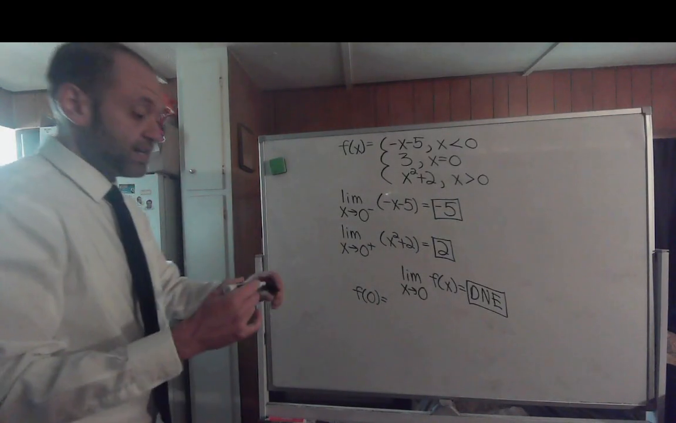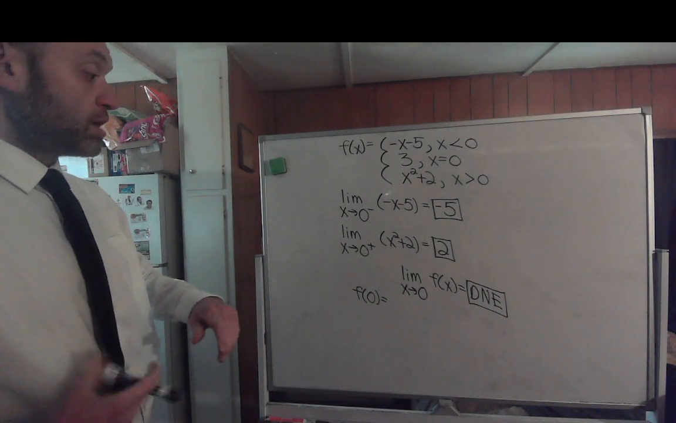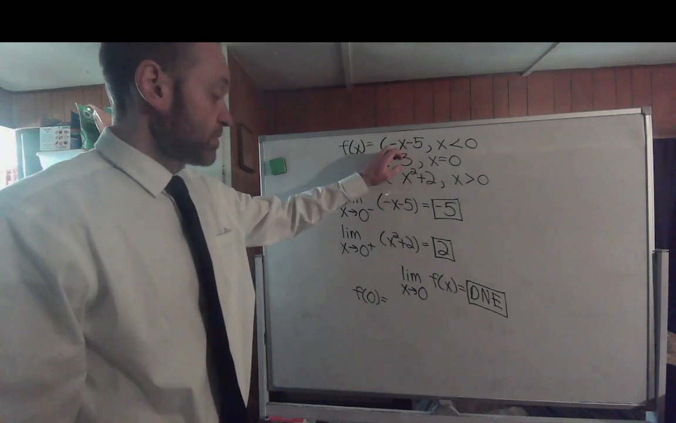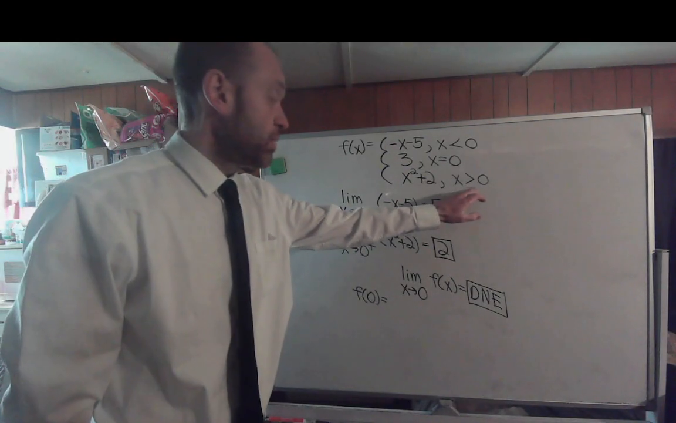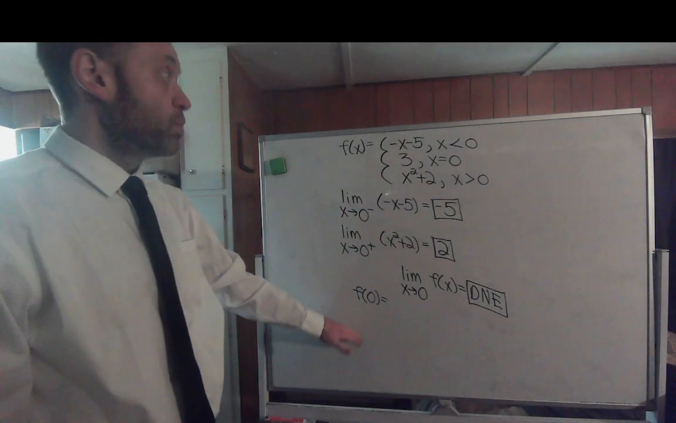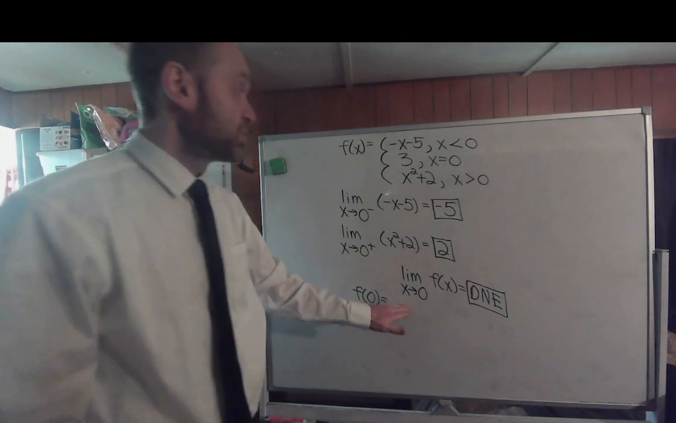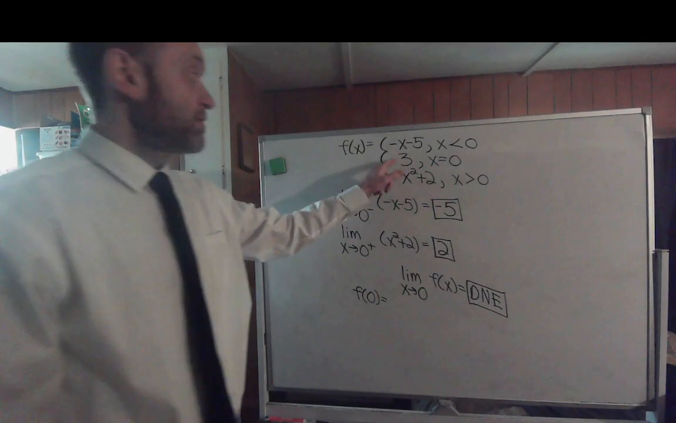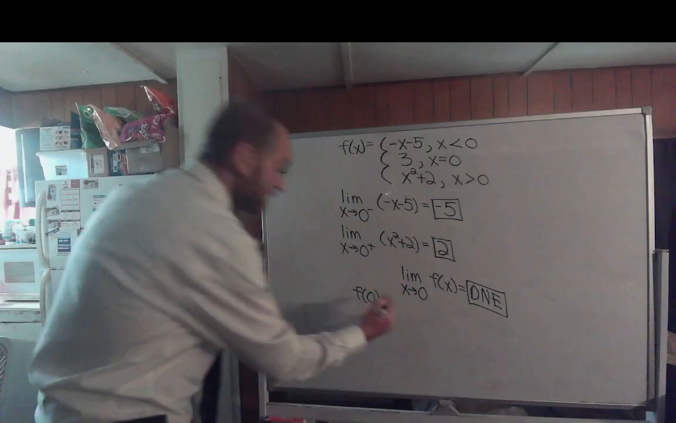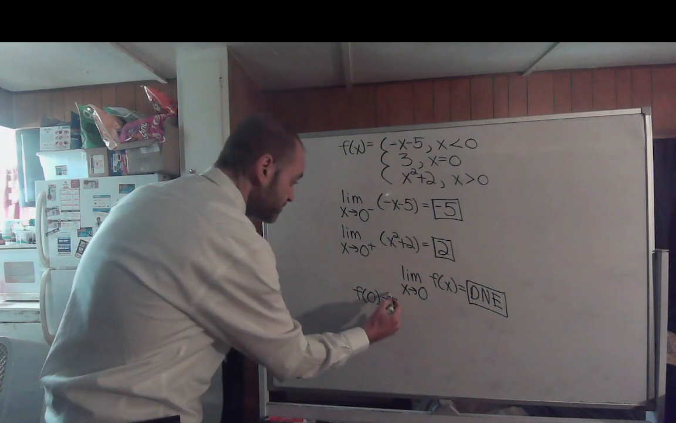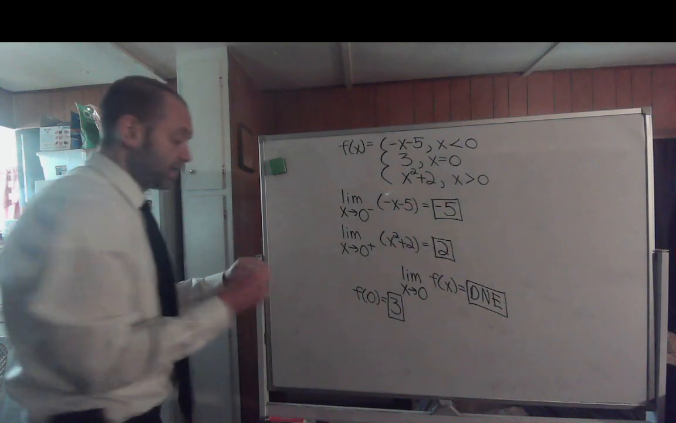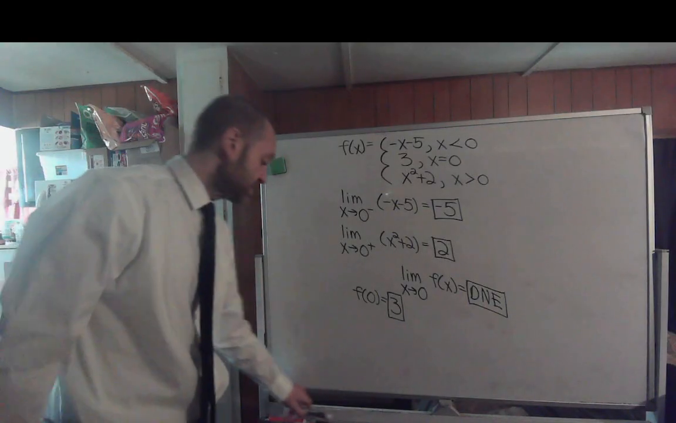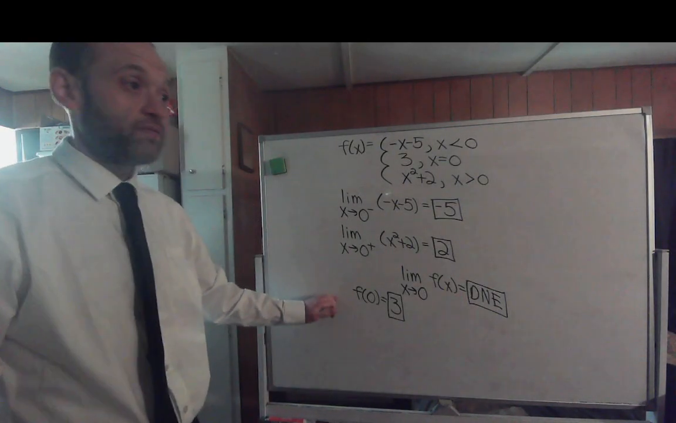Now, what if we were just asked to find f of 0? We're just finding f of 0. Well, it's not defined for when x is less than 0. It's not defined when x is greater than 0. We just want to know when x equals 0 itself. Well, when x equals 0, f of x equals 3. So that's actually our value for f of 0. So f of 0 itself would equal 3. Again, proving that direct substitution does not always work to find your limit.